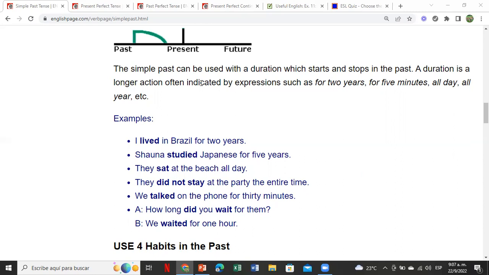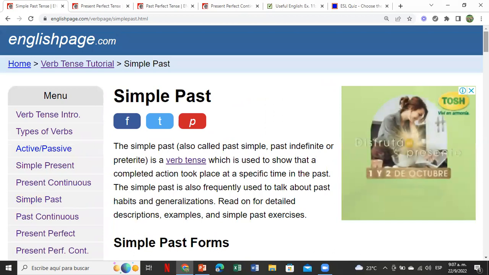How long do you wait for them? We wait for 1 hour. For 1 hour. Guys, do you have any question? 5, 4, 3, 2, and 1.